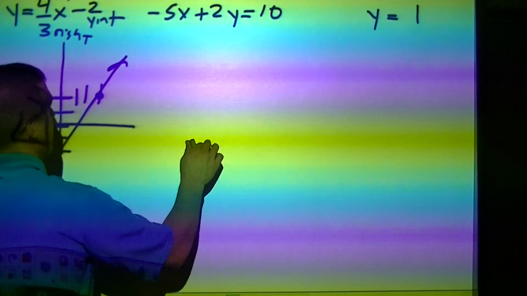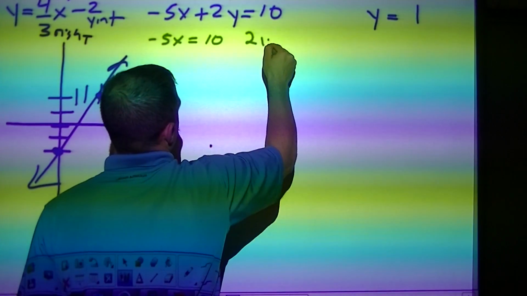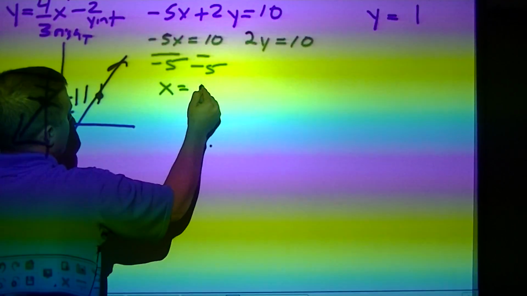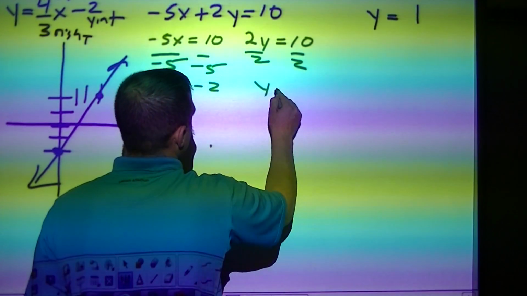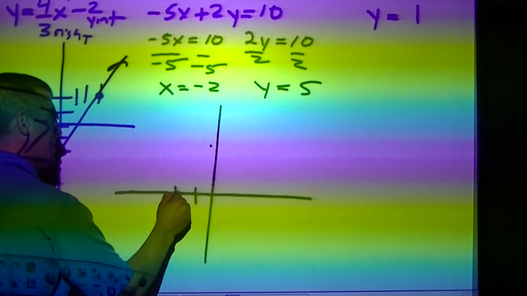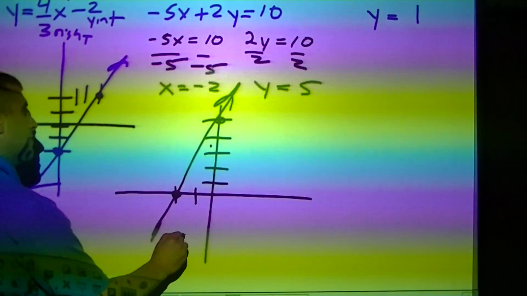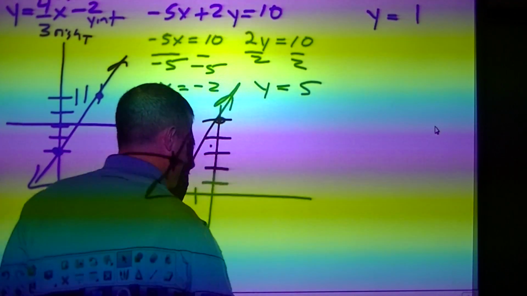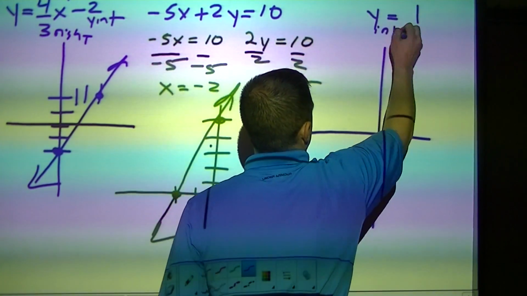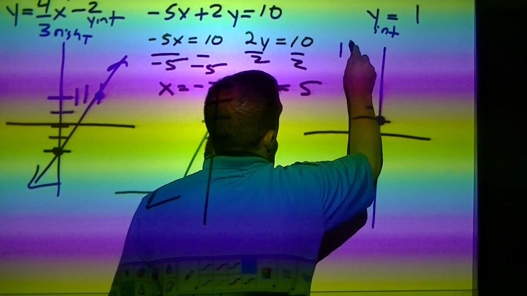This, I'm taking -5x, setting equal to 10, 2y setting equal to 10. That's x equals -2. That's y equals 5. Okay? So when I graph that, -2 for x, 5 for y. There's my line there. Okay? Here's a y-intercept of 1.